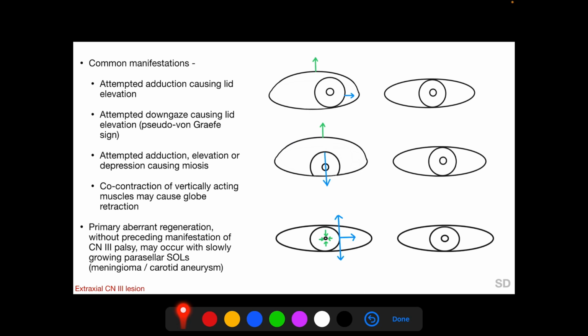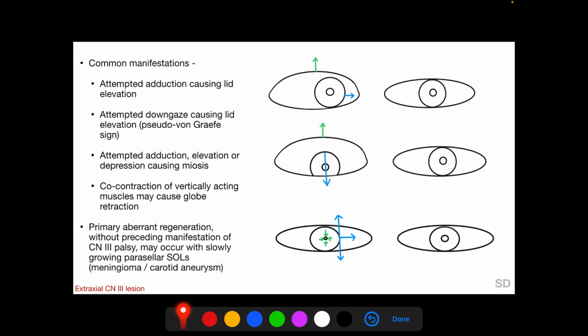Aberrant regeneration of the third cranial nerve can manifest as an elevation of the lid when the patient attempts to adduct, as an elevation of the lid when the patient attempts a downgaze, or miosis of the pupil when the patient attempts either to elevate the eye, depress the eye, or adduct the eye. Or there may be co-contraction of the vertically acting muscles causing globe retraction. So we find that in aberrant regeneration of the third cranial nerve, there is no abnormal movement when the patient attempts to abduct, because the lateral rectus muscle is not supplied by the injured third cranial nerve and is not involved in regeneration of the injured third cranial nerve.